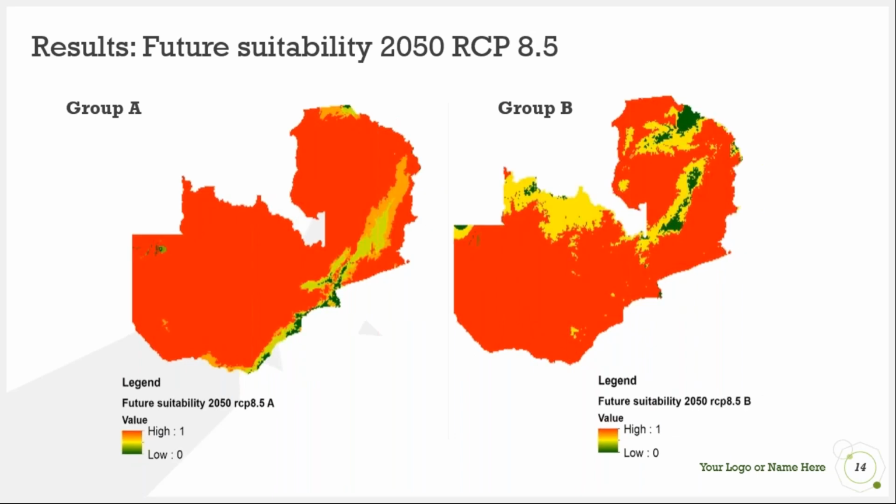letting it be, you find that group A, because the climate is becoming warmer, the suitability is now reducing. As you can see, the area where these pests were not suitable is becoming larger, like the suitability is decreasing, going towards the northern part of the country. When you look at group B, you can see now almost the whole country is becoming suitable for these pests.